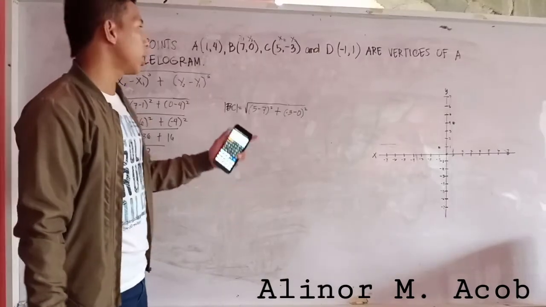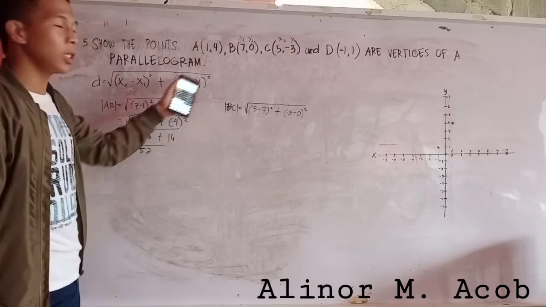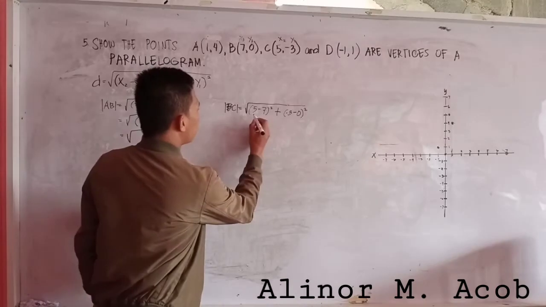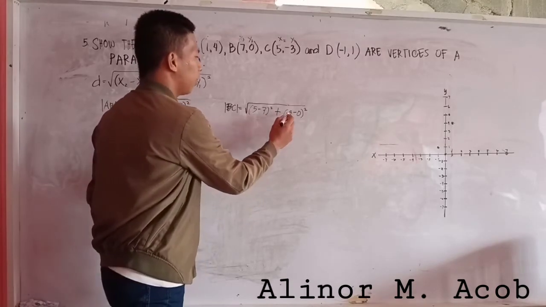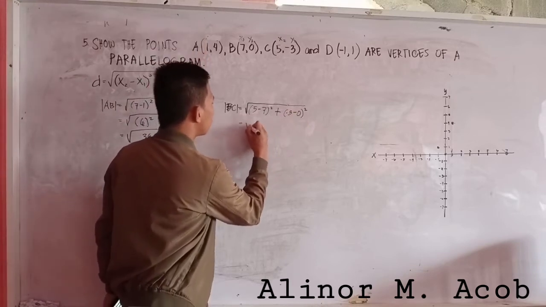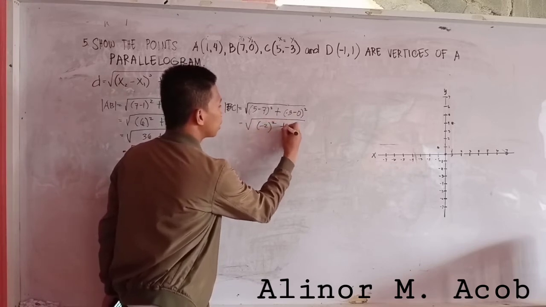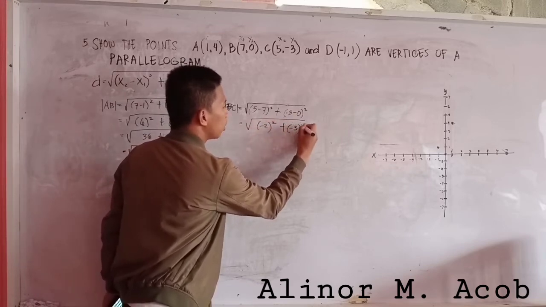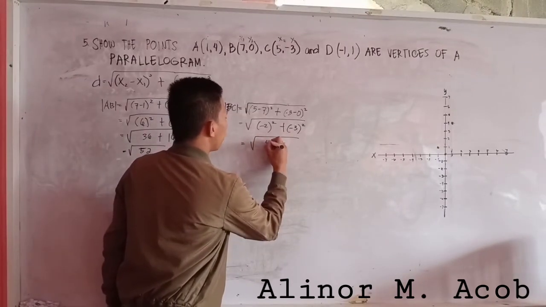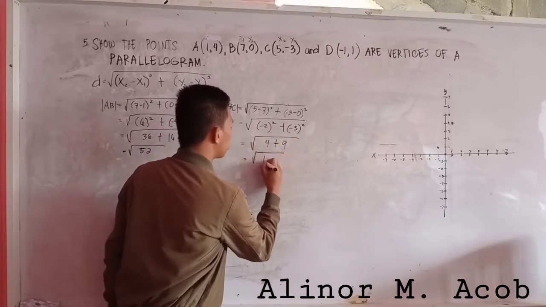So yung next pair natin is B and C. So magkapareho lang isa-substitute mo lang yung number dito tsaka dito. So 5 minus 7 squared plus negative 3 minus 0 squared is equal to negative 2 squared plus negative 3 squared. And then magiging 4 plus 9 is equal to square root of 13.